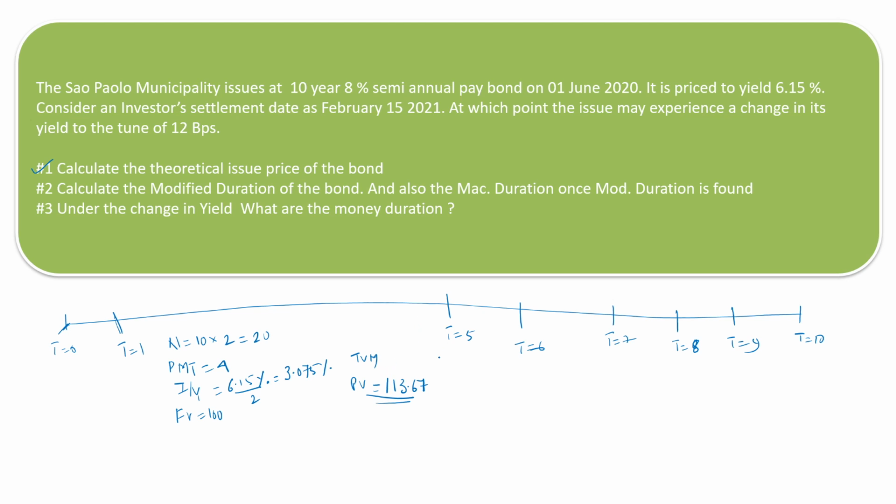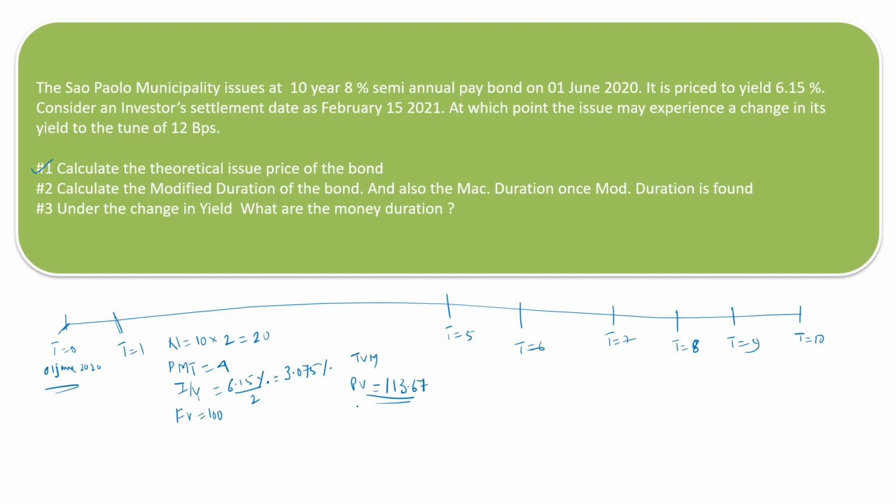Okay, no harm done. From time to time, it's a wise decision to check what the details are that I'm working with. So this is the theoretical fair price of the bond, but this price of 113.67 is as on 1st of June 2020, at the date of issuance.